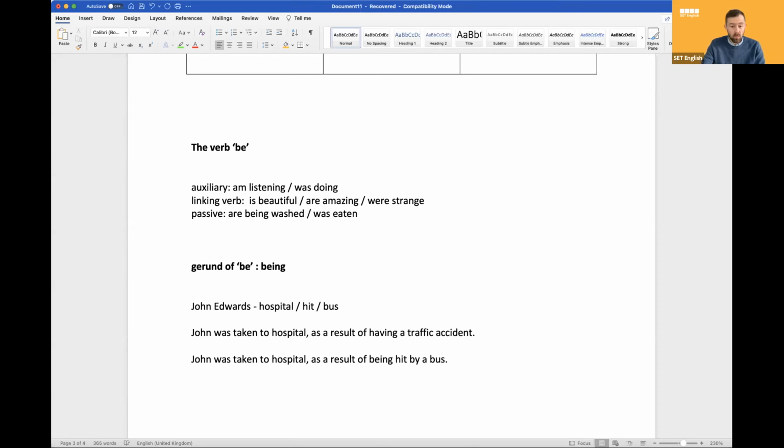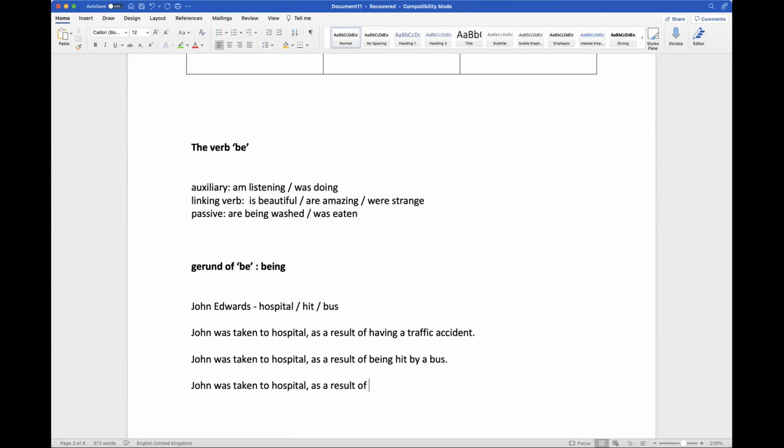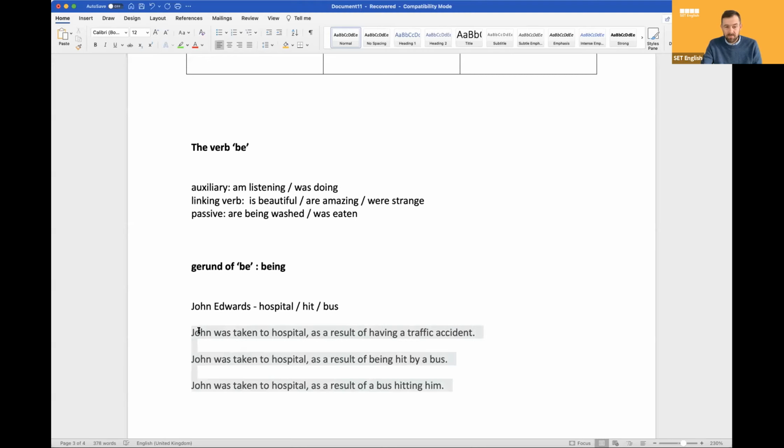Now, what if I wanted to keep it in the active? John was taken, and I wanted to focus on what the bus did. What did the bus do? Hit him. Okay, as a result of a bus hitting him. Yeah. All of these are true. You've got passive in the first part. In this one, you've got an active second clause.